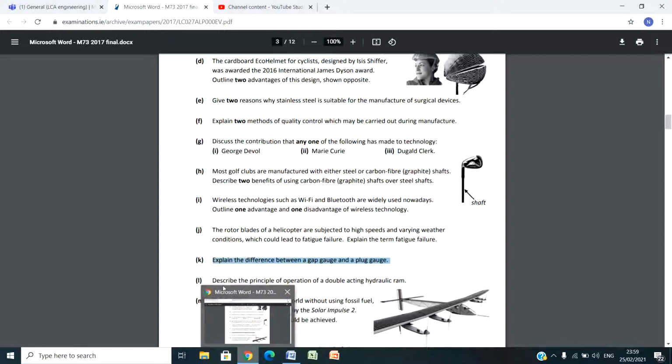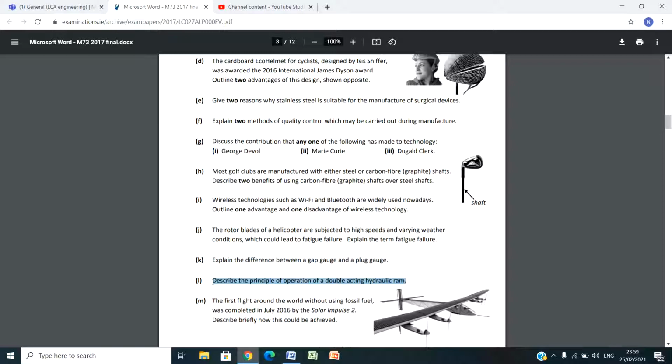Next question. Describe the principle of operation of a double acting hydraulic ram. Now again, I know what that is, but I'm pretty sure no one else does. And the reason being is that we haven't covered hydraulic rams. So what we'll do is we'll again leave that question out. If you want to look up what a hydraulic ram is, go for it. But I won't be covering it with you.